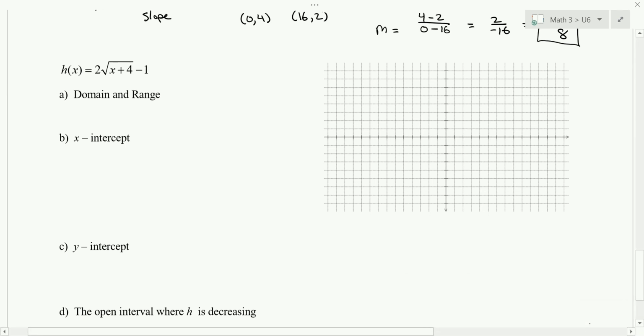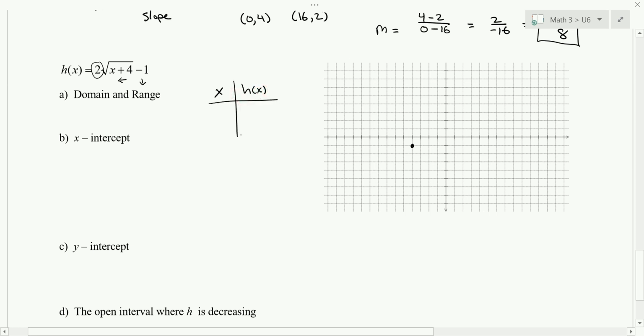All right, on this one, so starting with the graph, work with that translation. We're going to the left 4 and down 1 from 0, 0. And that gives you your starting point. And because the 2 is positive, out in front of that square root, it's going to be increasing. Okay? I'm going to get some other points here.